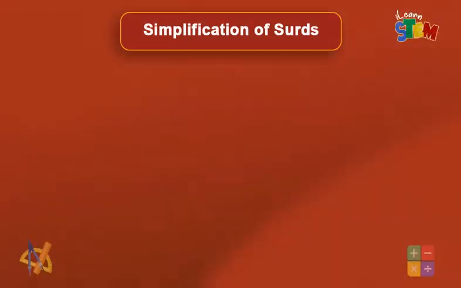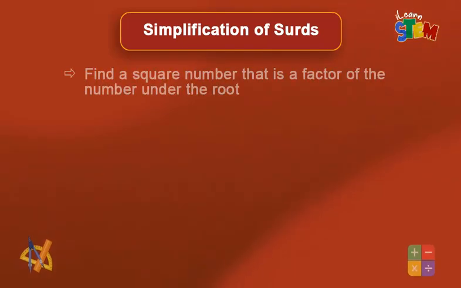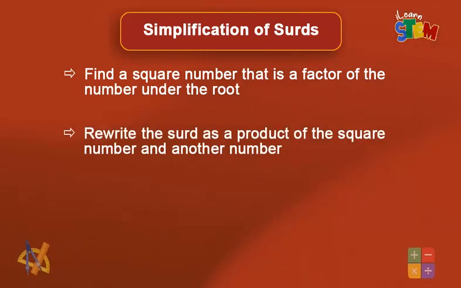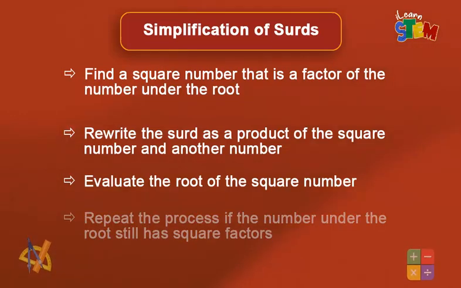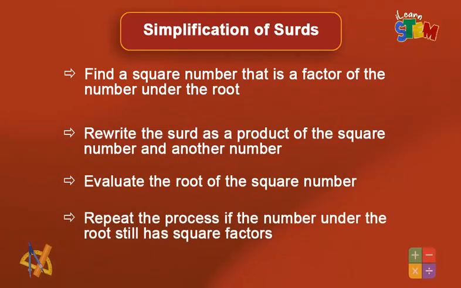In order to simplify a surd, we must take note of the following. 1. Find a square number that is a factor of the number under the root. 2. Rewrite the surd as a product of this square number and another number. 3. Evaluate the root of the square number. 4. Repeat the process if the number under the root still has square factors.